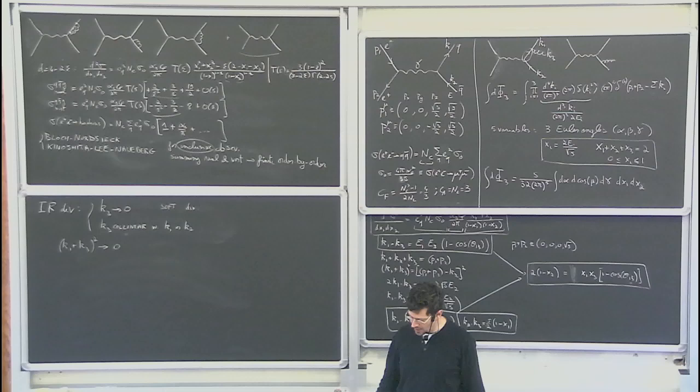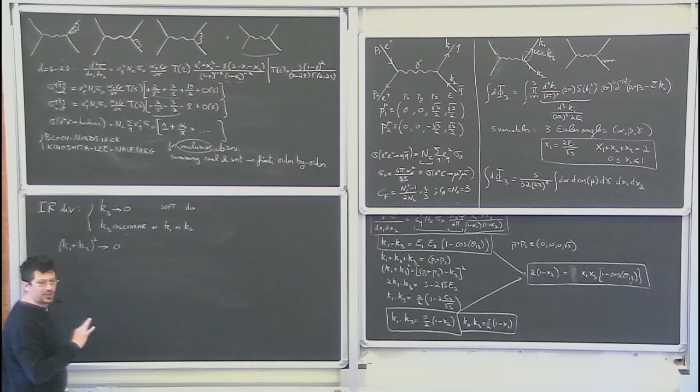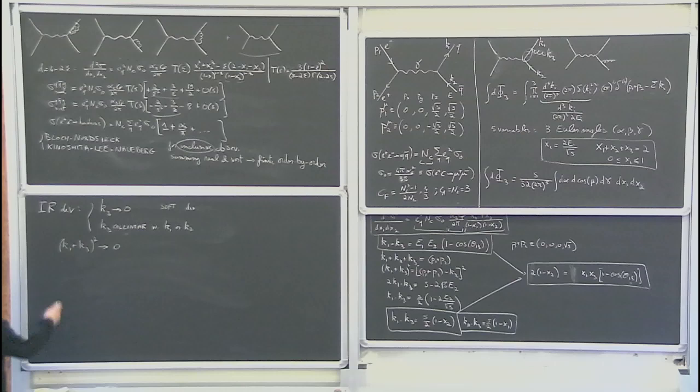So it means that now we're trying to get outside of the scope of the KLN theorem because we're no longer fully inclusive in the final state. And so for anything which goes outside of inclusive observables, you need to be careful. And needing to be careful means you need infrared and collinear safety.